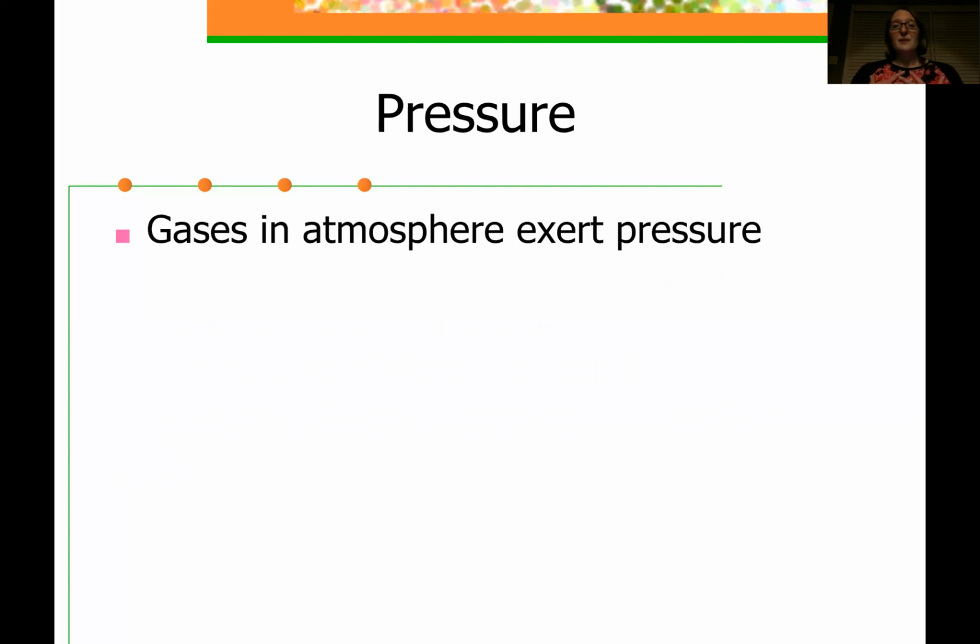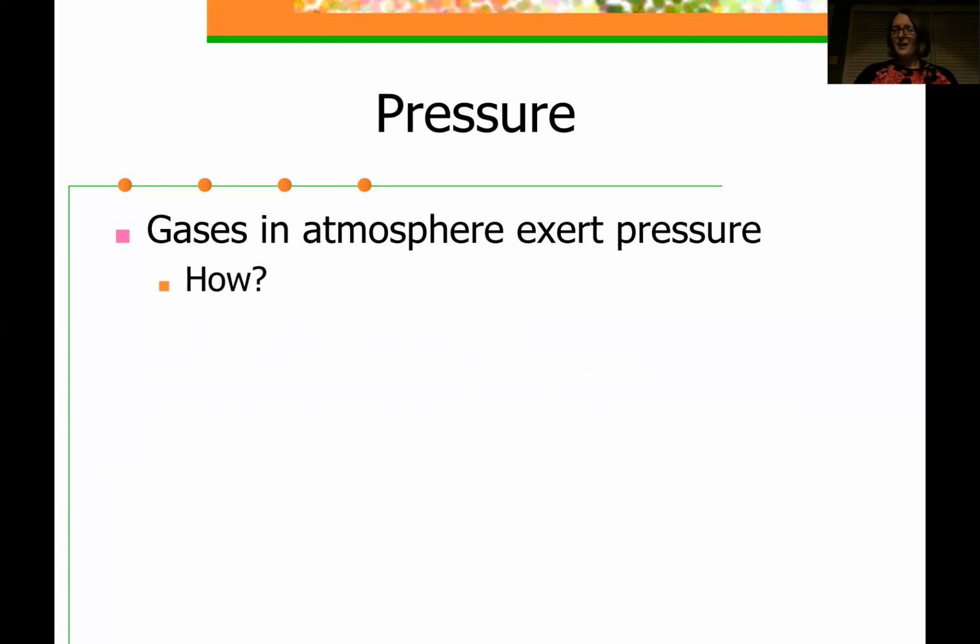So do we experience gas pressure? Does it affect our everyday life? And the answer is yes, it does. We are surrounded by gases. Our atmosphere is made of lots of gases: nitrogen, oxygen, carbon dioxide, water vapor, and all of them are exerting pressure on us.